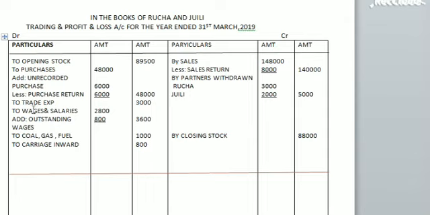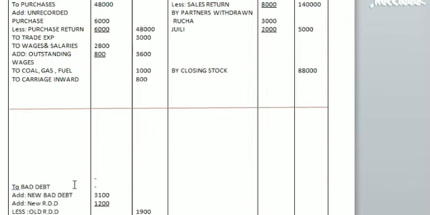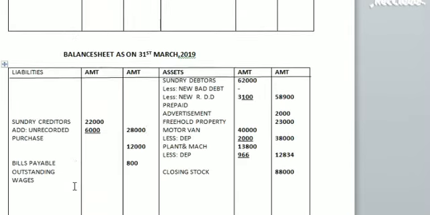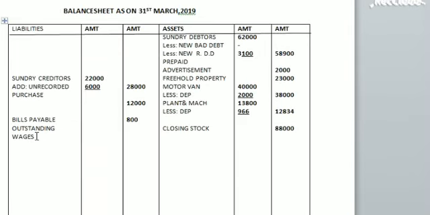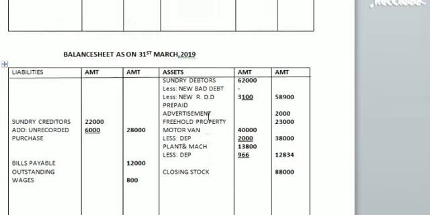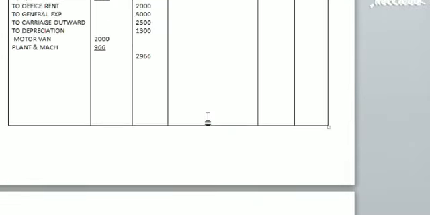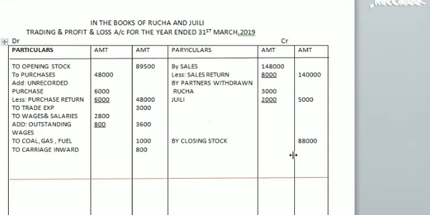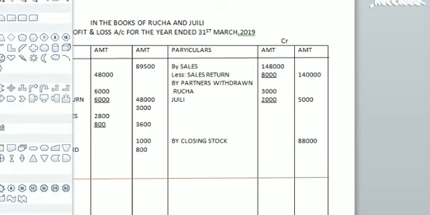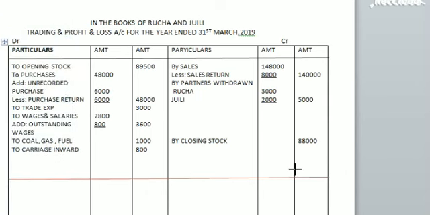And the second effect here, of outstanding wages, we have given here. Yes, outstanding wages here, bills payable and outstanding wages, we have given the effect. Now we will close the trading account. Credit side, let us find out which side is greater. So here, first we will do the total of the trading account credit side.